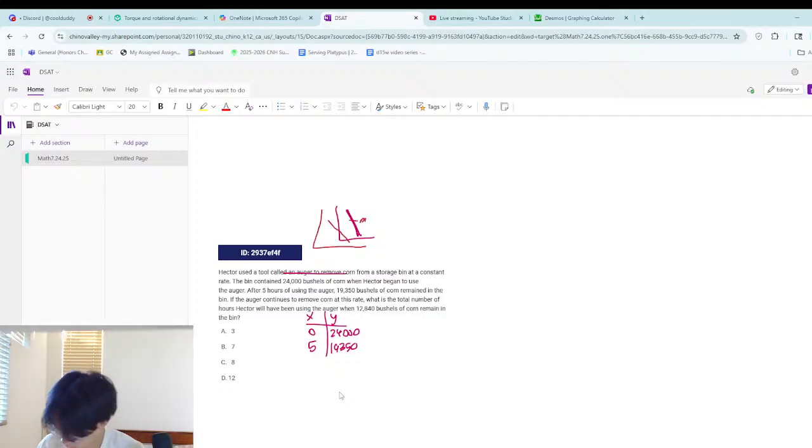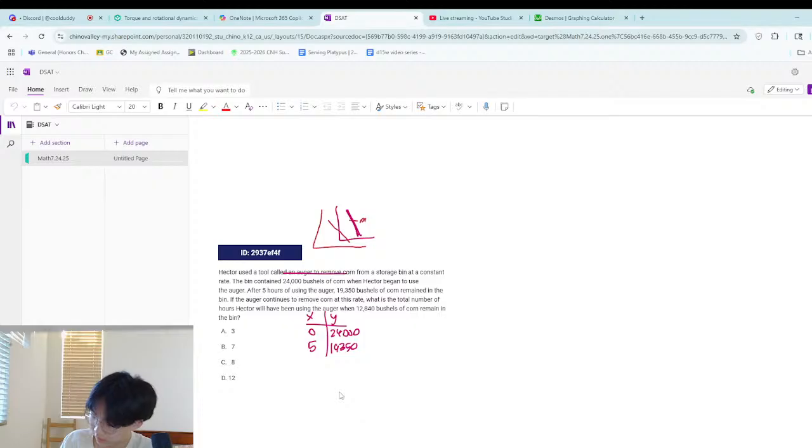So 24,000 minus 19,350, we have 4,650 over 5. We know that equals 930. So that's our slope, right? Now we can make this equation. So y is equal to 930x plus 24,000. Right? Sorry, this is actually supposed to be a negative slope.